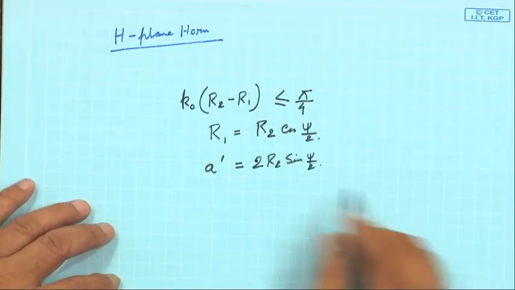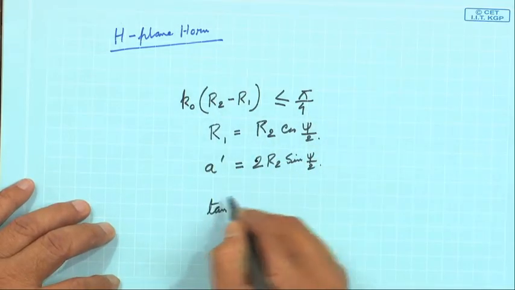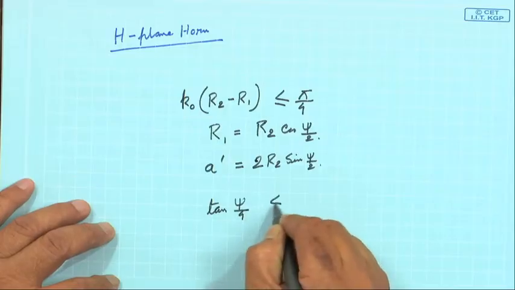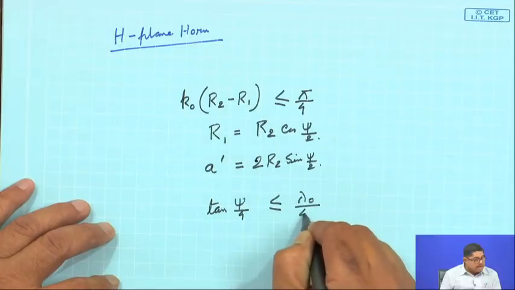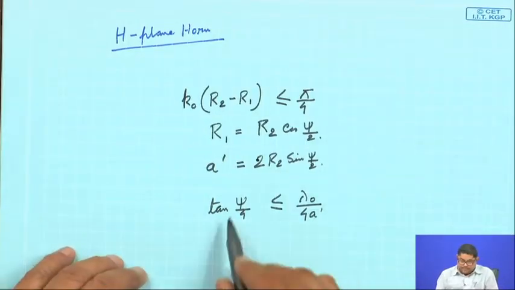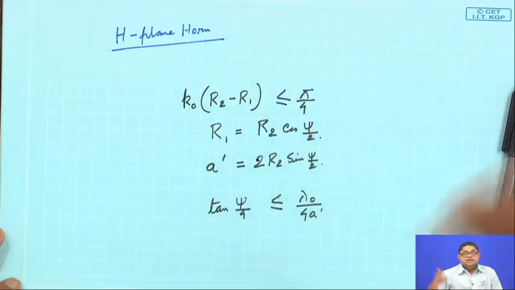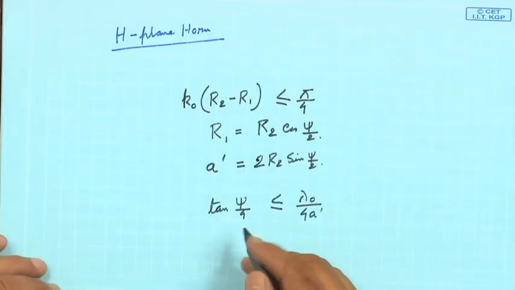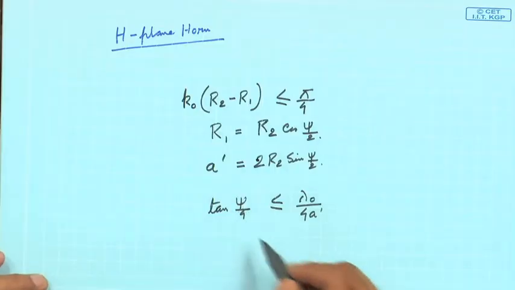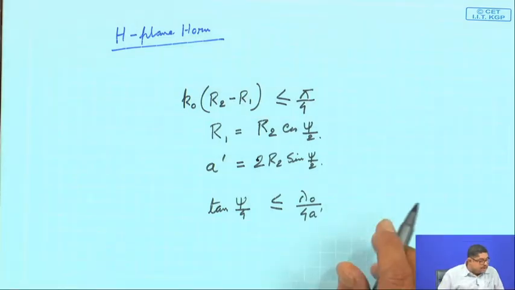So, if you put that this should be less than pi by 4, that gives you that tan psi by 4 should be less than or equal to lambda naught by 4 A dashed. So, the maximum value of psi is limited, because if you do not do that, then you disturb the phase distribution at the aperture. So, it is seen that the maximum value of the flare angle is inversely proportional to the horn's dimension, the horn size.